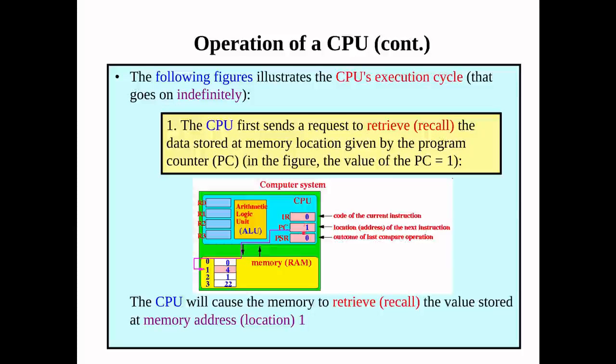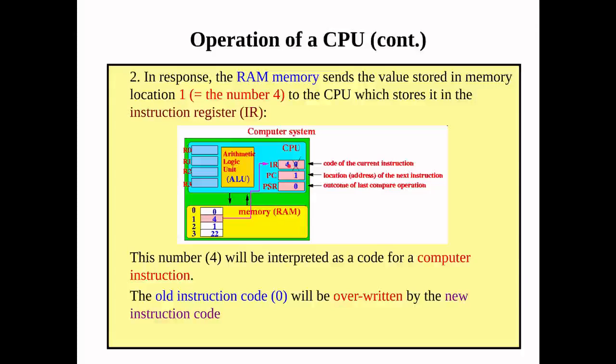So we know that the program counter is pointing to address location 1, which corresponds to location 1 in memory, and we see that the value there is 4. So the computer will take the number 4 from memory and pull it into the CPU. This value is then put into the instruction register. So we know that the location was 1. We took the value that was at location 1 and put it into the instruction register.